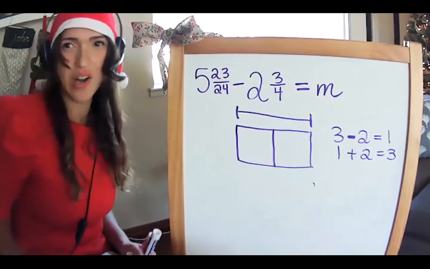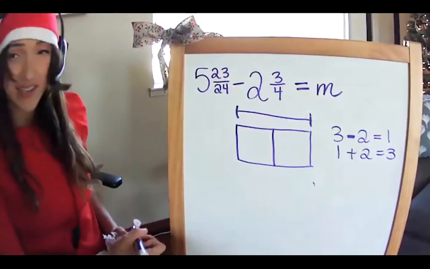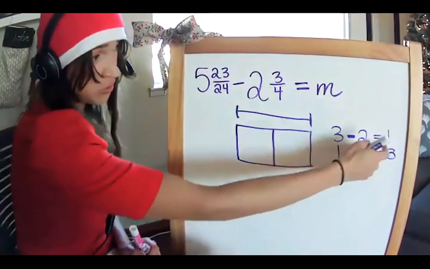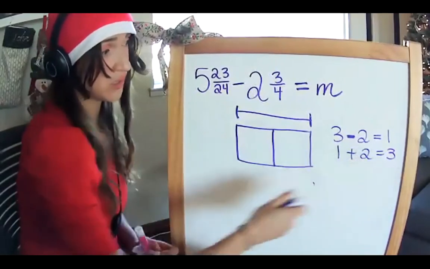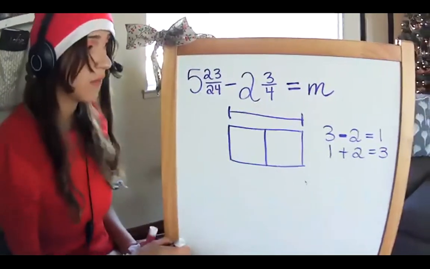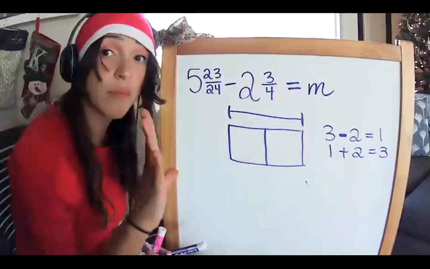I know, our brain hurts. It's true though. Isn't it true? 3 minus 2 equals 1 is the same as 1 plus 2 equals 3. You're just switching around. Right? My brain is hard to process.